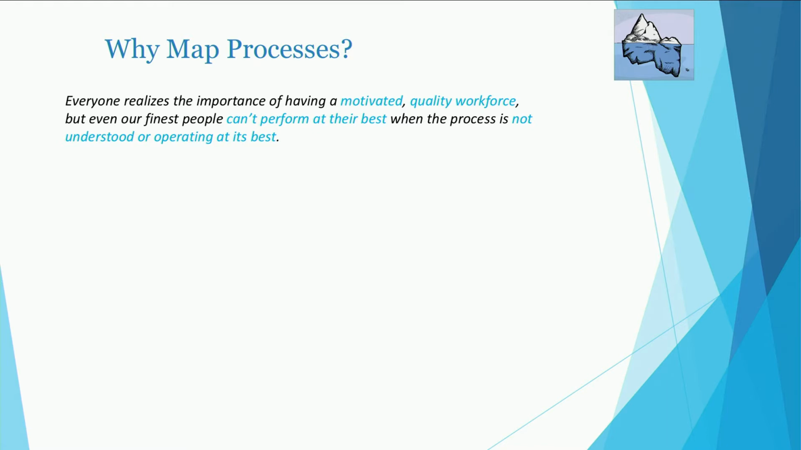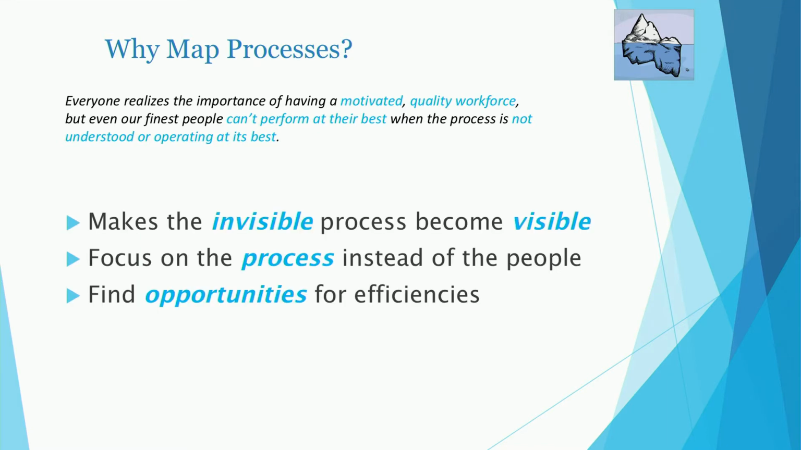First, let's think about why we're mapping processes. We create process maps to understand the current state, right? To understand what's happening in a process, to be able to focus on the process instead of the people so that we can find opportunities, find ways that we might be able to improve a process.